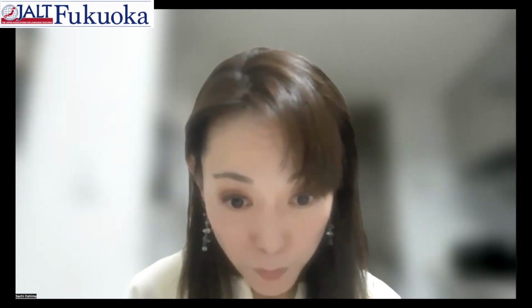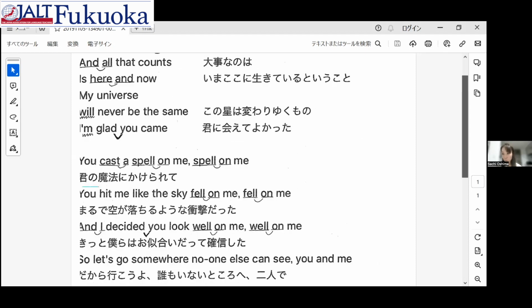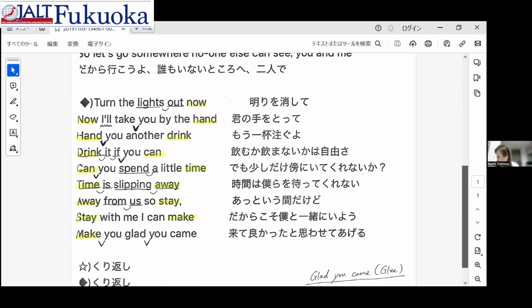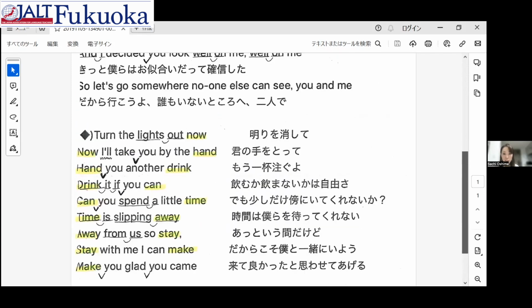Or another group made, yes, can you see? This is a handout type. They didn't make a PowerPoint. They prepared a handout. They selected the song Glad You Came from Glee.